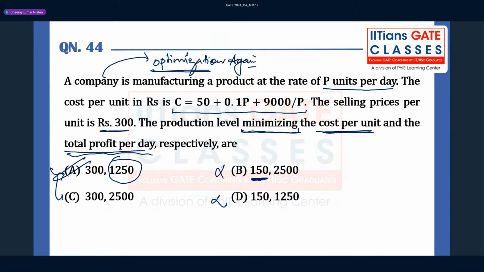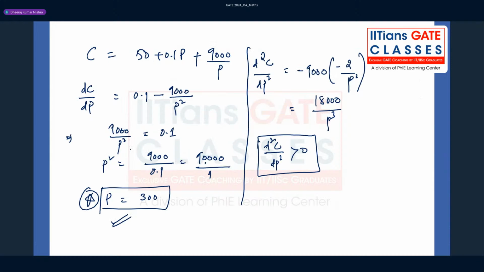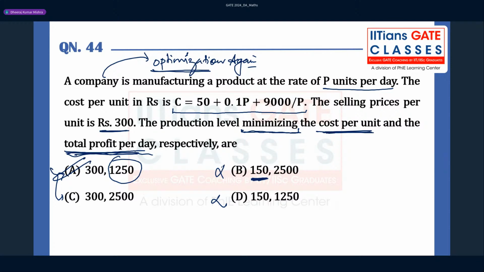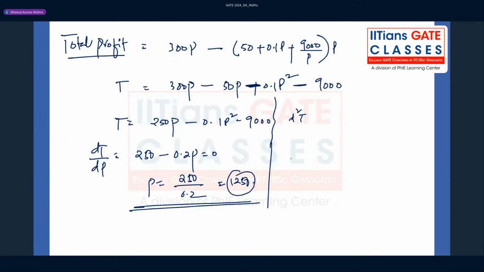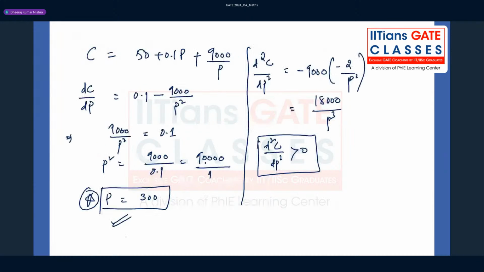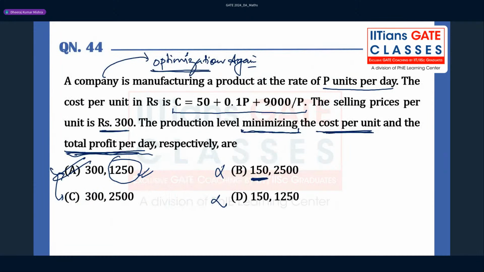The total profit per day you have to find, maximizing the cost, right? Like that they should mention. But what they have mentioned is minimizing only. Still you are getting this answer, right? Because if you go for the second derivative here, you will get some sort of maximization. So in this sample paper there is a problem in this question, but still you can consider this. Since that statement is not given, you can consider this as the option.